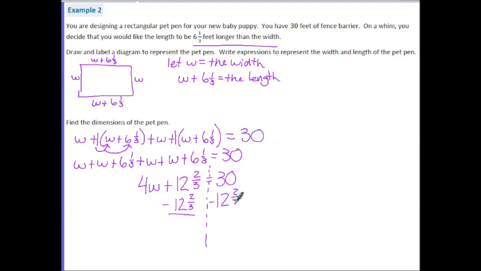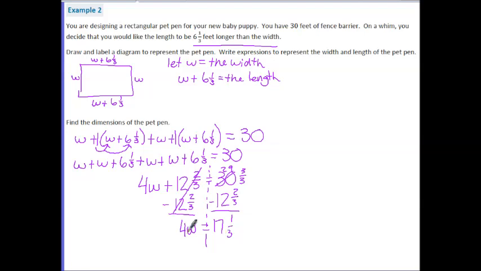Remember, whatever we do to one side, we always have to do to the other. That's how we keep the balance of an equation. These are additive inverses of each other, so they add up to the additive identity of 0. And we're left with 4w is equal to 30 minus 12 2/3. What we can do here is actually borrow, making this 29 3/3. So we're left with 1/3 as the fraction. And 29 minus 12 leaves us with 17.